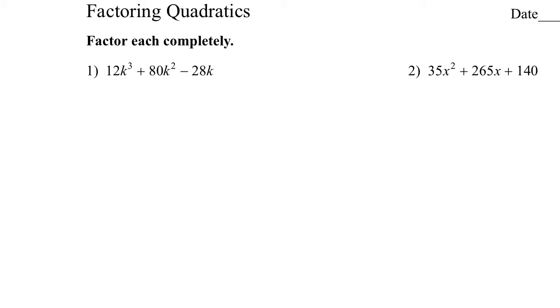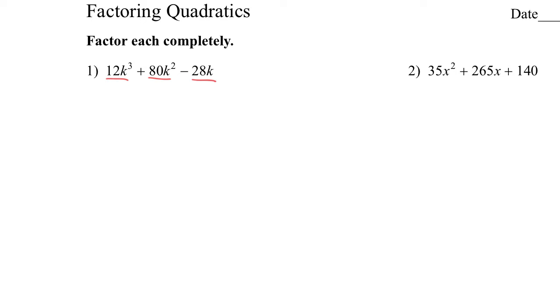So today we're going to be factoring quadratics, which is kind of the opposite of multiplying, like we were doing last time. So the first thing you want to do is check out each of the terms and divide them by the biggest thing that you can divide them. So 12, 80, and 28, they can all be divided by 2, but they can also all be divided by 4. So the biggest thing is the one that you're going to choose.